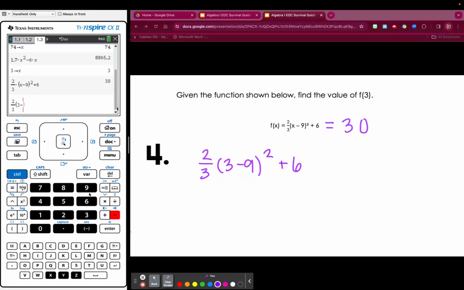3 minus 9 squared plus 6. Again, you're going to get back 30.